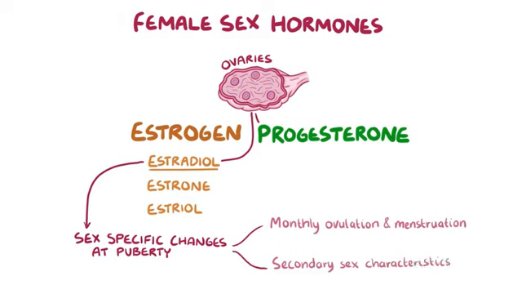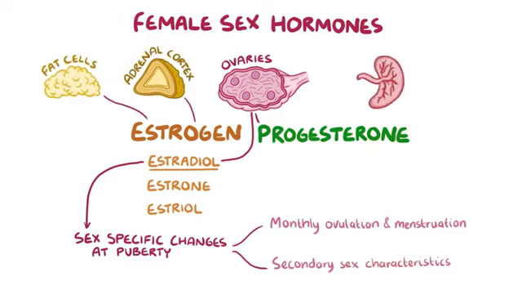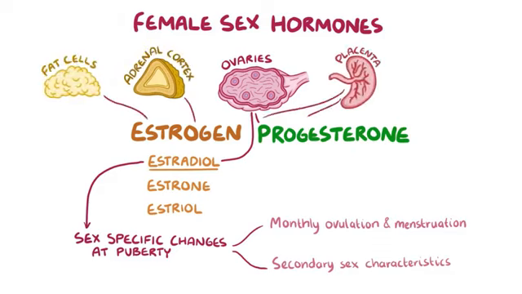Small amounts of estrogen are also produced by the adrenal cortex and fat cells in adipose tissue, and the placenta secretes these hormones during pregnancy as well. But during the reproductive period, it's the ovaries that produce the majority of estrogen and progesterone in the female body.